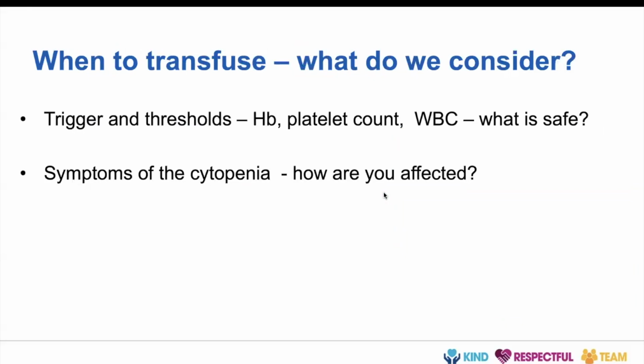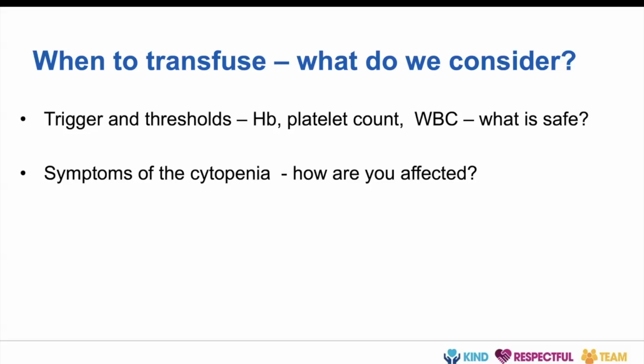So what I often get asked a lot of questions about is when do we transfuse patients and when do we consider transfusion? Now, sometimes you'll hear people refer to things like the trigger and the threshold. You may hear words like your HB, your platelet count. You might hear people talk about your neutrophil count. And these are the things that we are looking at when we want to transfuse our patients. And we want to know what is safe, what is going to impact you in the best way.